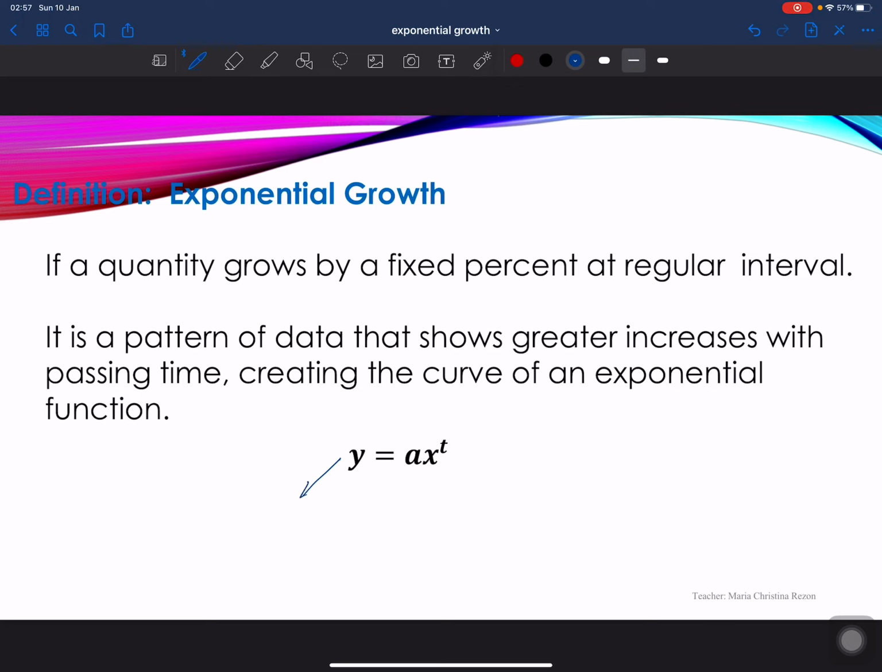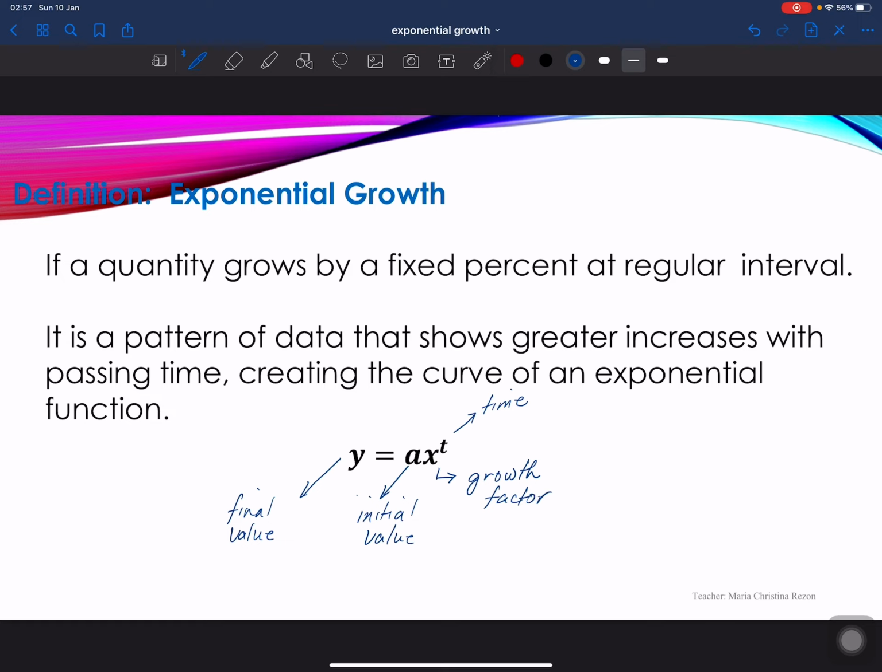y is your final value or amount, a is the initial value, t is time, and x is the determining factor here if it is a growth or a decay. And for this matter, it is our growth factor.